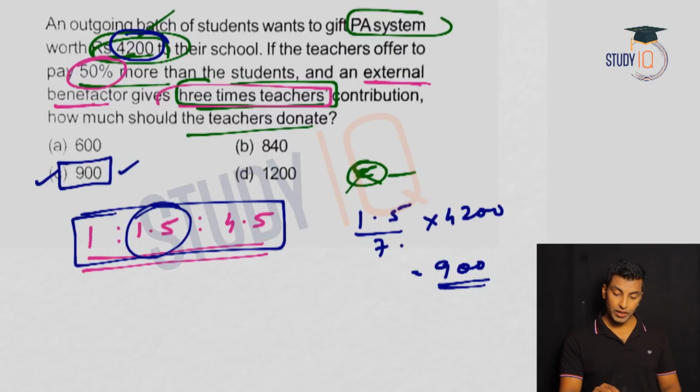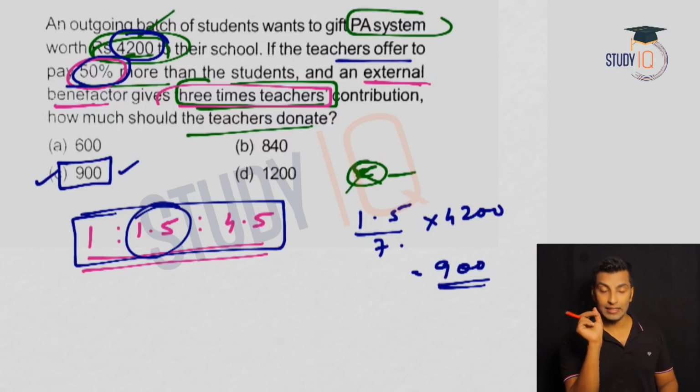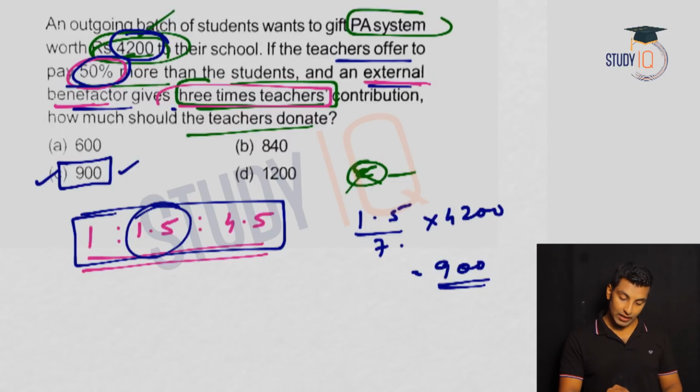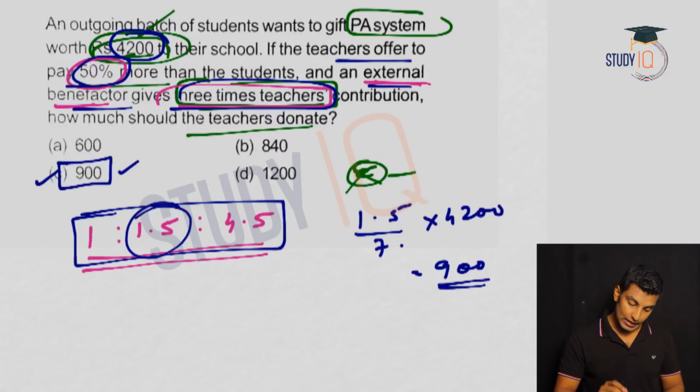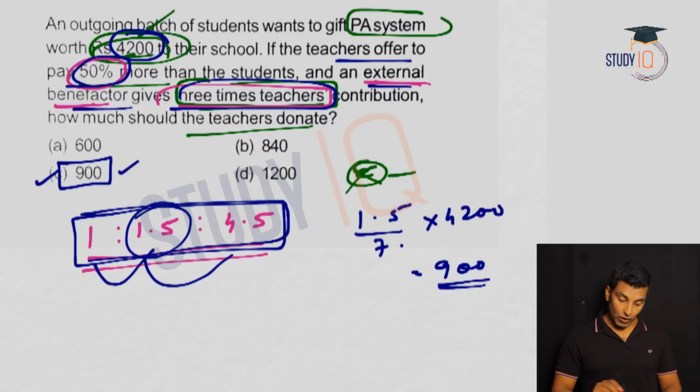So from here, what is given is the teachers offer to pay 50% more than the students. So you got the link between student and the teacher. Then an external benefactor gives 3 times the teacher. So you got the link between the benefactor and the teacher. So you got the ratio of all the 3. Students to teacher and teacher to this person. Okay, now once you know that the contribution is 7 parts, anything can be answered, right?